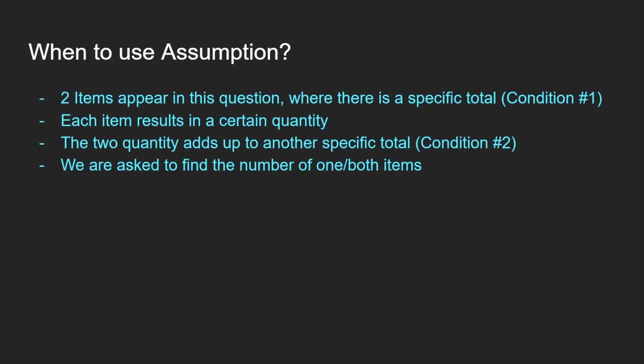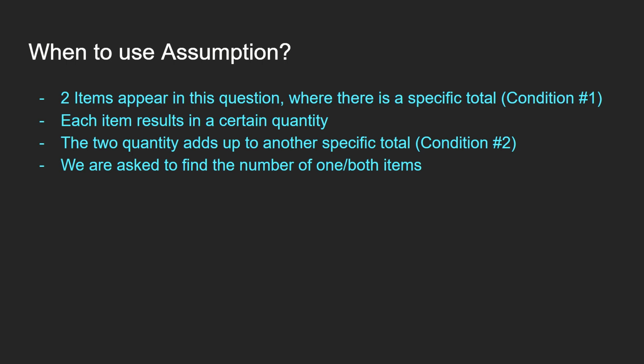So that's a different quantity. And these two quantities add up to another specific total. Like let's say I have 10 chickens and cows, and they give a total of, can I say, 20 plus legs. That's condition 2. So in assumption questions, we are asked to find the number of one or both items.